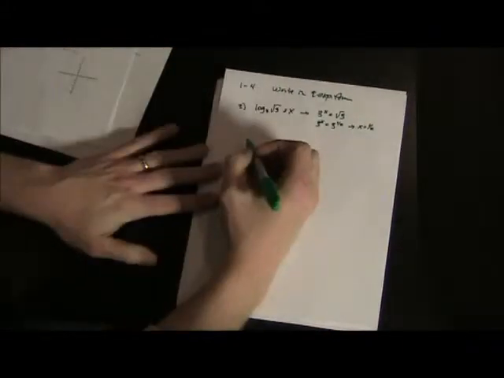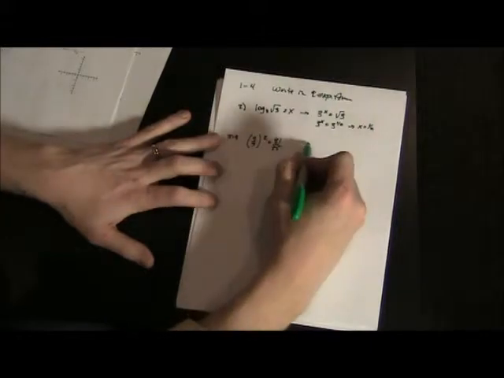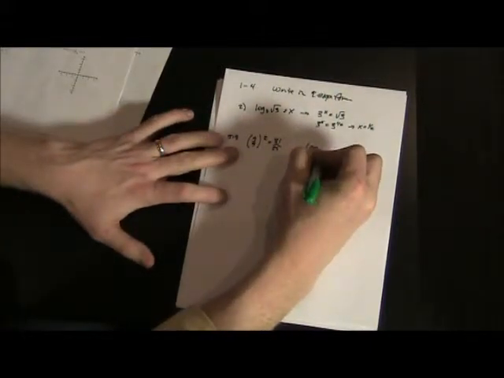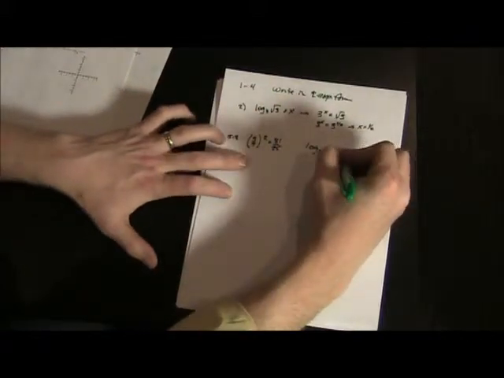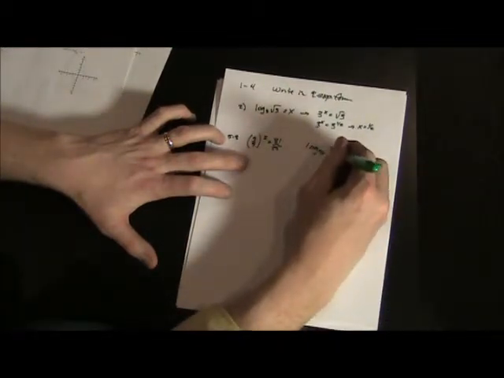Other things. On 5 through 8, you're just going to write it in log form. So for example, (9/5) squared is equal to 81/25. Again, remember, logarithms are exponents, so your base is still going to be your base. So you've got a base here of 9/5. As logs are exponents, your log is going to be equal to 2. And then the 81/25 is going to go there.